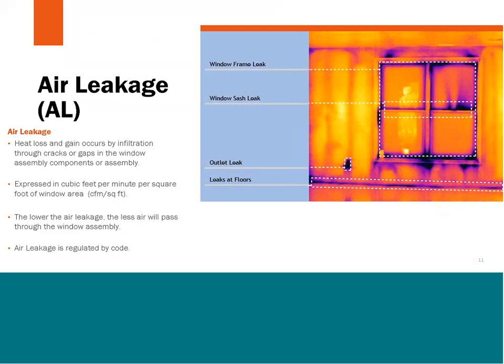Air leakage. Air leakage is heat loss and gain that occurs by infiltrating through cracks in the window assembly. Stress and discomfort can often occur by sitting in close proximity to windows with excessive air infiltration. However, windows with higher U factors, such as single pane glass, can create similar discomfort and feel drafty due to the cooler inside glass temperature. Air leakage is expressed in cubic feet of air passing through a square foot of window area. The lower the air leakage, the less air will pass through cracks in the assembly.